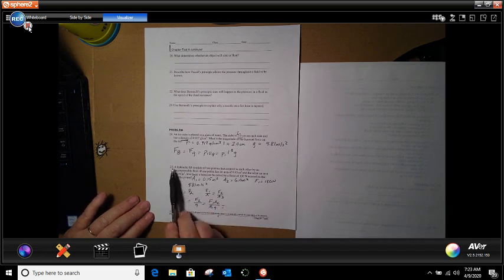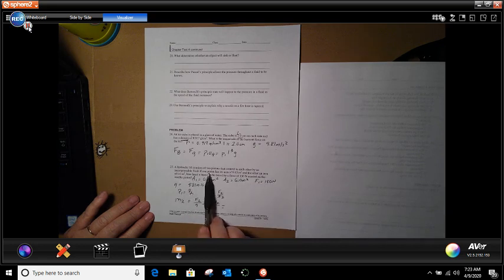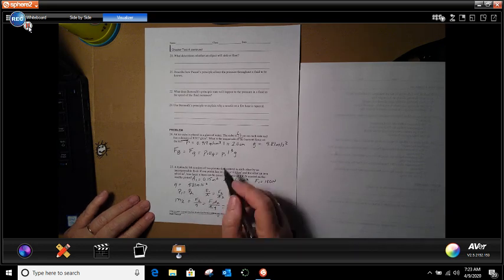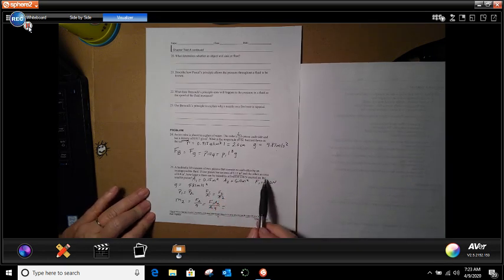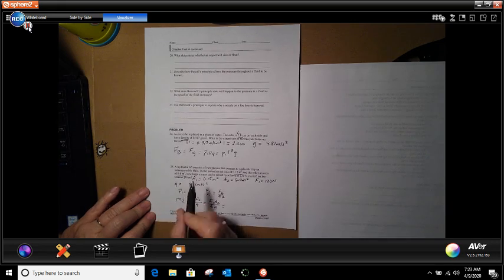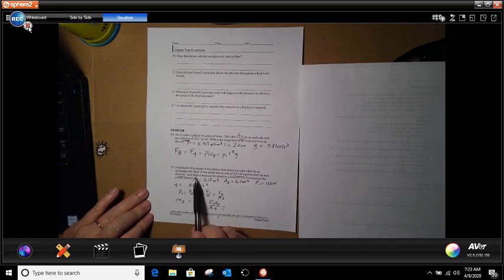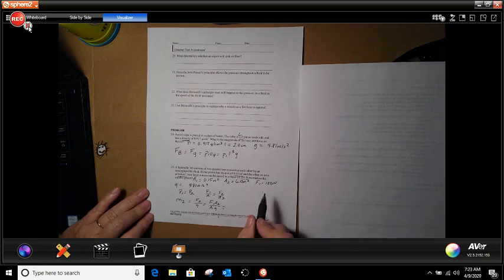Number 25, a hydraulic lift consists of 2 pistons that connect to each other by an incompressible fluid. If one piston has an area of 0.15 meters squared and the other one has an area of 6.0 meters squared, how large of a mass can you raise with a force of 130 newtons?